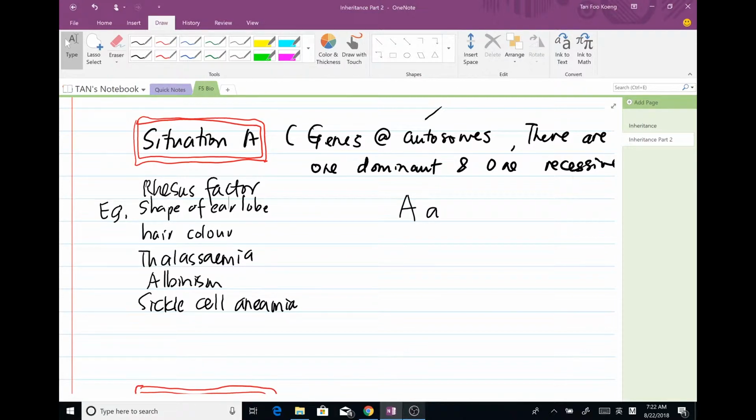The shape of the earlobe, hair color, and then diseases like thalassaemia, albinism, sickle cell anemia, all these follow Mendel's law. So in other words, the schematic diagram is exactly the same as what we have done in Mendel monohybrid and dihybrid inheritance. So let's start with, let's say, rhesus factor.